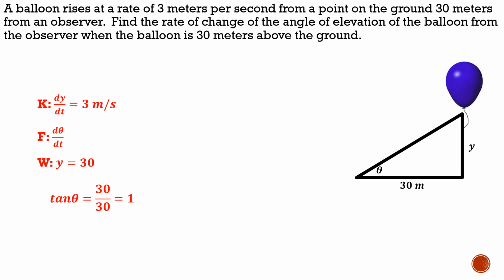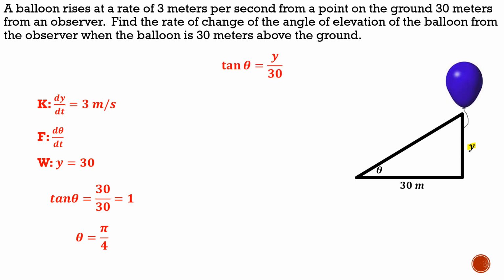Now if the distance on the ground is 30 and y is 30, I can set up a ratio using SOHCAHTOA to figure out my theta. So tan of theta is opposite over adjacent, 30 over 30, I get tan theta equals 1, which means that theta, using my unit circle, has to be pi over 4.